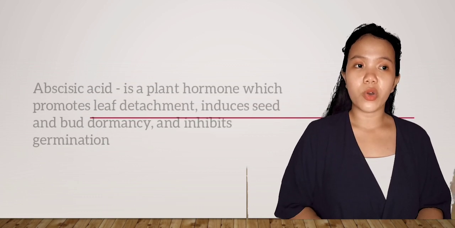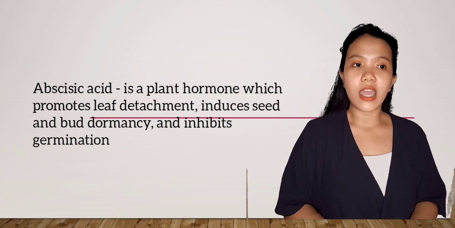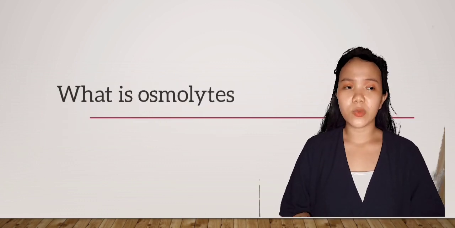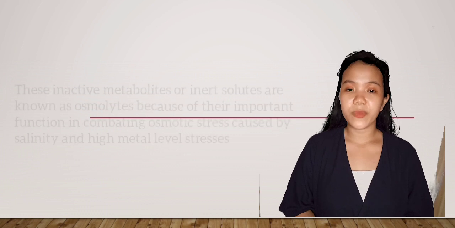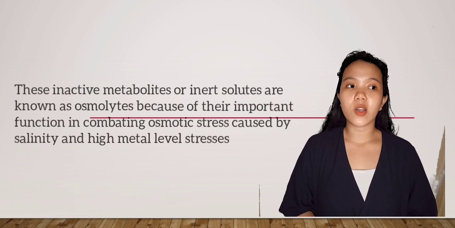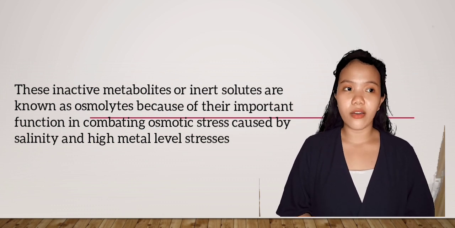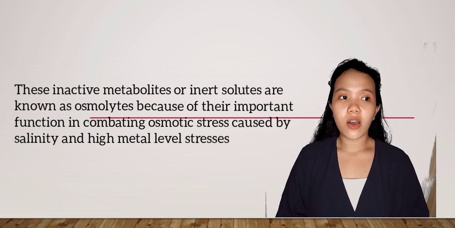It is a plant hormone which promotes leaf detachment, induces seed and bud dormancy, and inhibits germination. And what are osmolytes? Plants are sessile organisms which encounter a variety of stresses at every developmental stage of their life. These inactive metabolites or inert solutes are known as osmolytes because of their important function in combating osmotic stress caused by salinity and high metal level stresses.